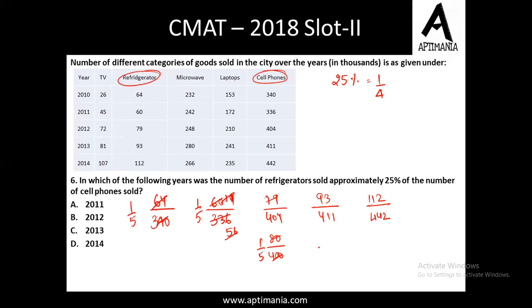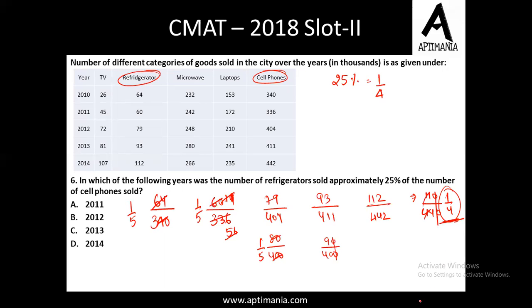If I go for the next value, this is 90 upon, so approximately assuming it to be 90 upon 400, that is again we can say less than 25%, not approximately equal to 25%. Coming to the last value, if I round it off to 110 upon 440, we can say it's 1 upon 4, and 1 upon 4 is approximately equal to 25%.